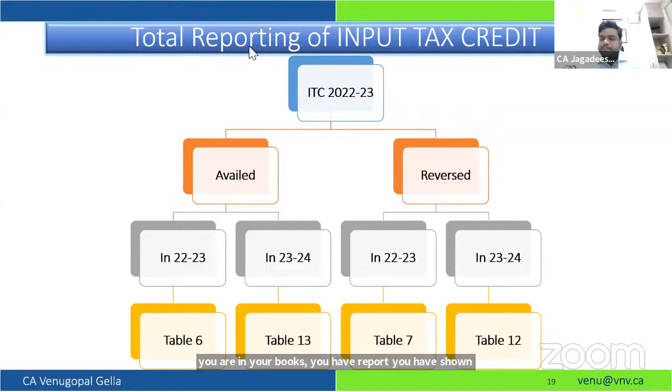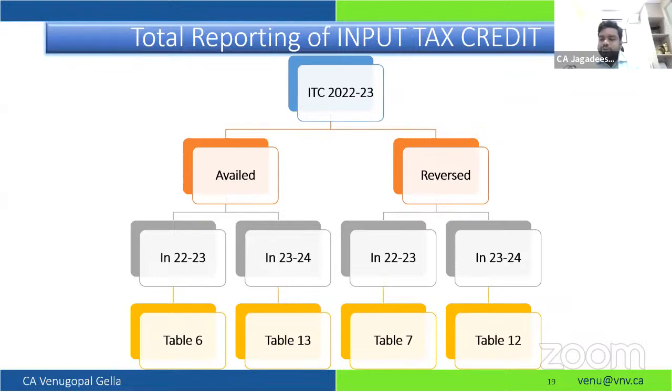So temporary ITC reversed in GSTR-3B, where to declare in the GSTR-9? All the reversals will form part of table 7, if you reverse in the same year. If the temporary ITC is reclaimed in 22-23, that reclaimed ITC you need to report in table 6H. Okay.